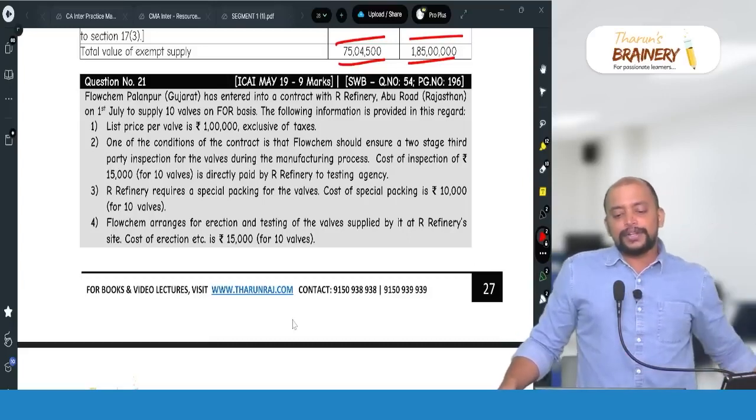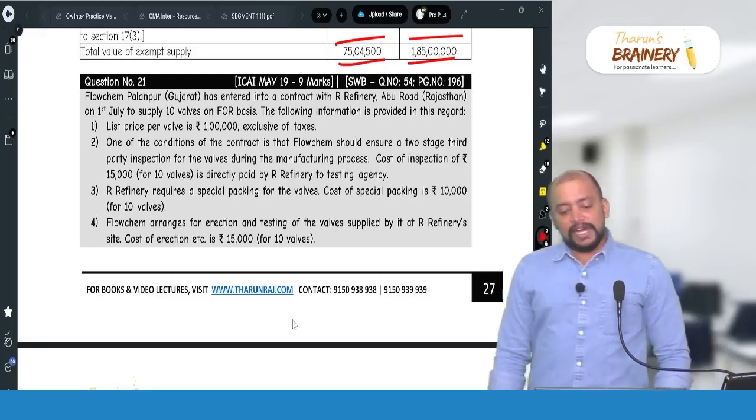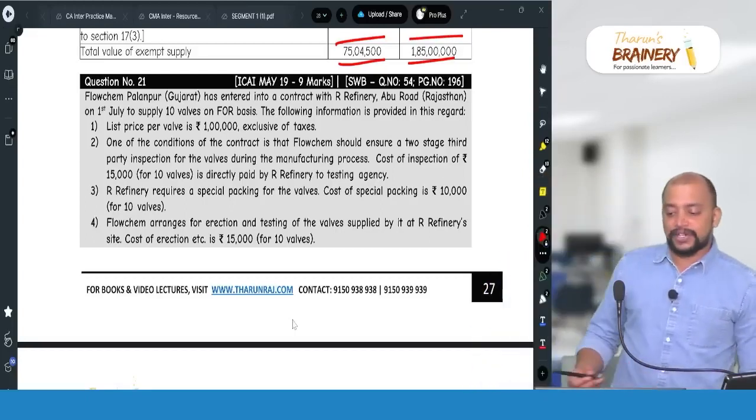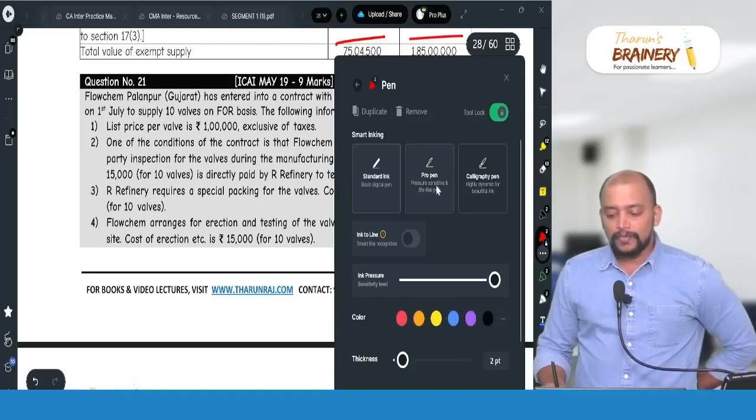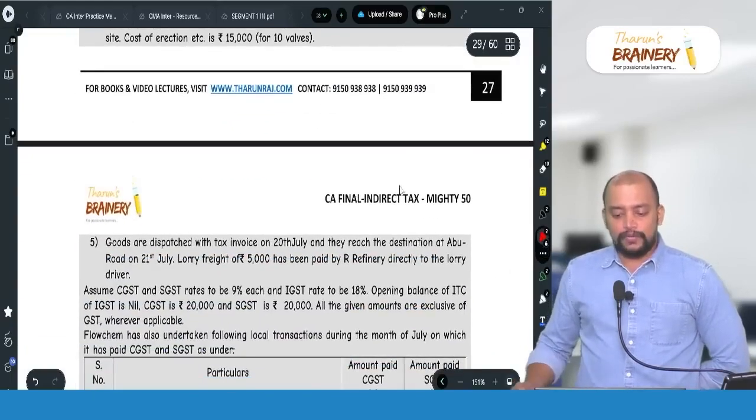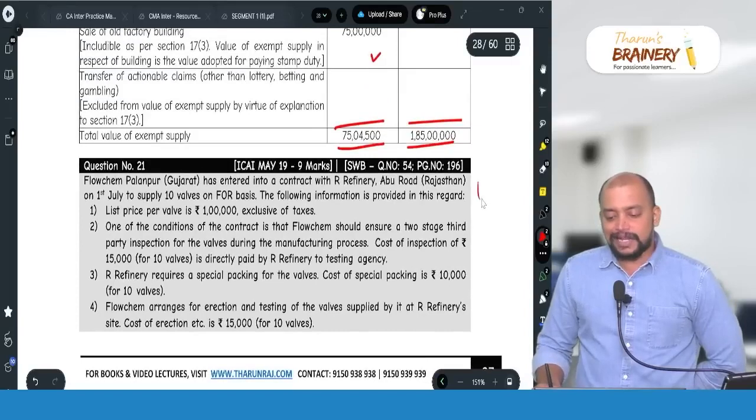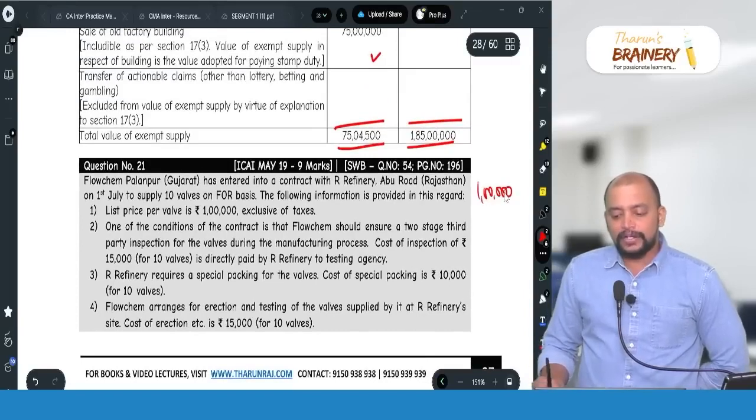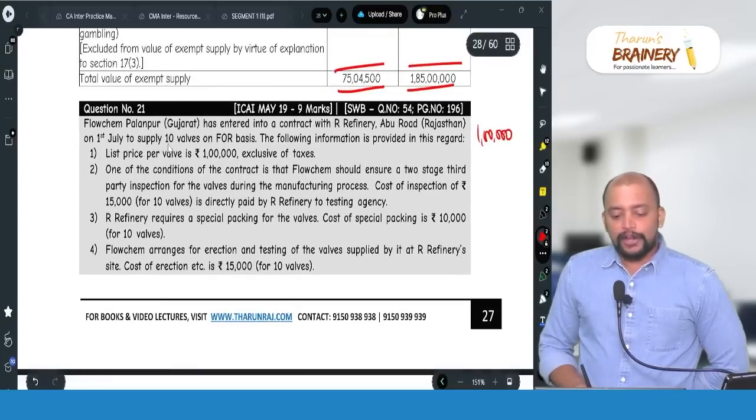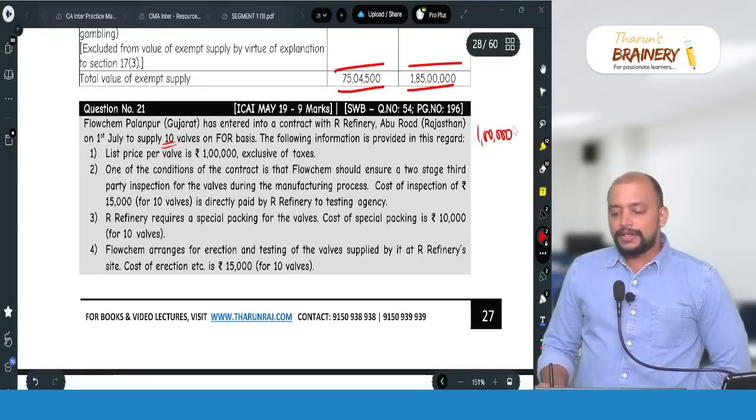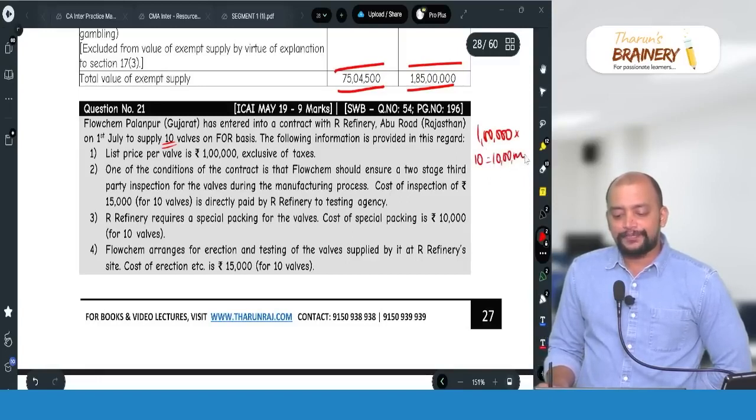First, look into the valuation. The list price of the valve is 1 lakh, so take that as the transaction value. 1 lakh will be taken as the transaction value. The number of valves is 10, so into 10, that will be 10 lakhs.